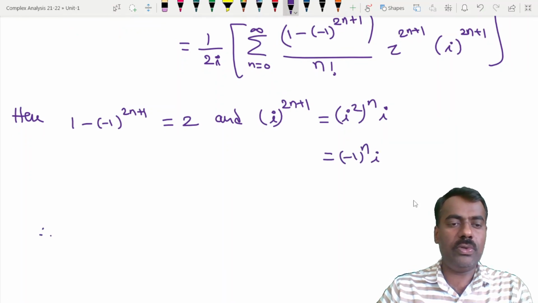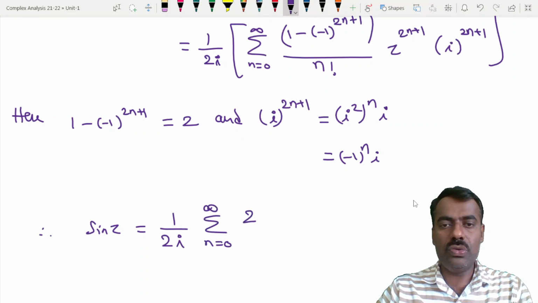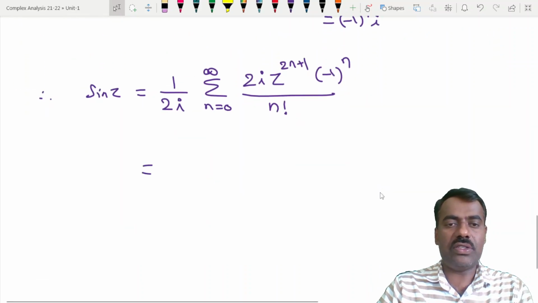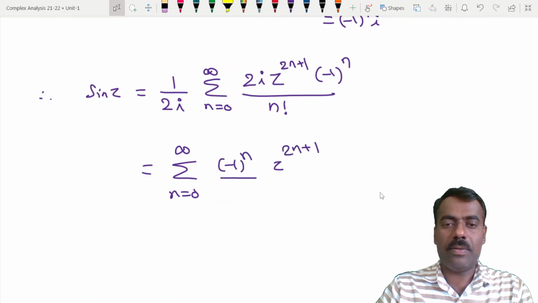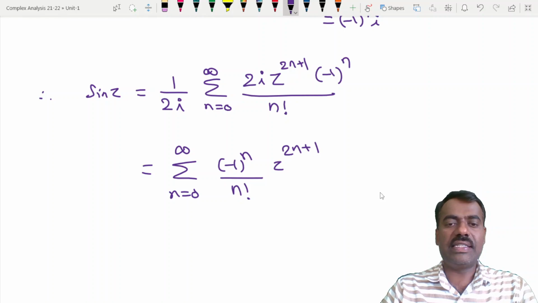So therefore if you put all those things, then sin z is equal to 1 by 2i summation n is from 0 to infinity, this value is 2, and z power 2n plus 1 and minus 1 whole power n and this I, divided by n factorial. Okay, so this 2i will get cancelled. So what is remaining here is n equal to 0 to infinity, minus 1 whole power n z power 2n plus 1 by n factorial. This is the Maclaurin series for sin z.